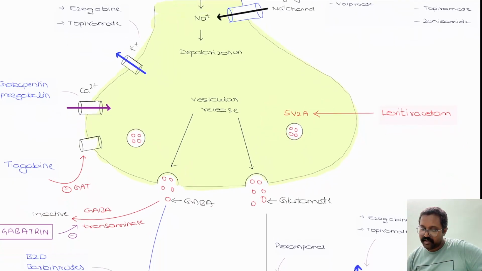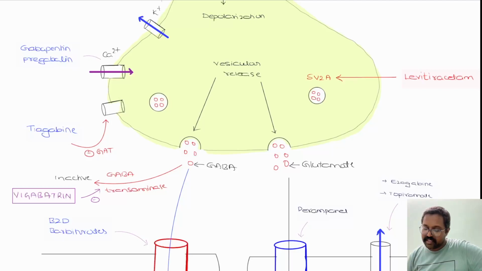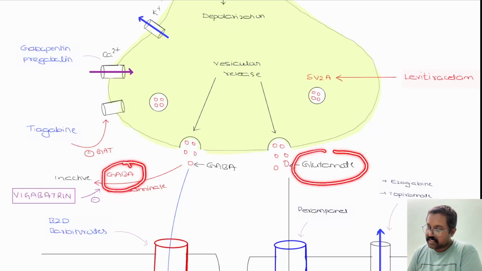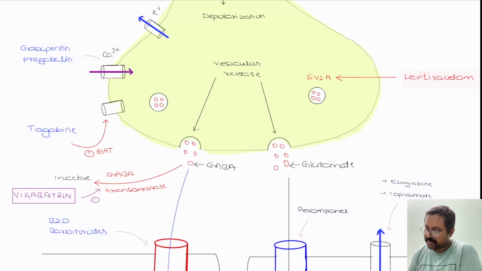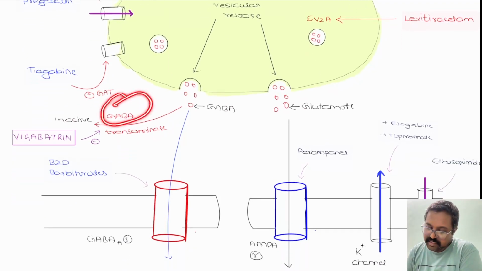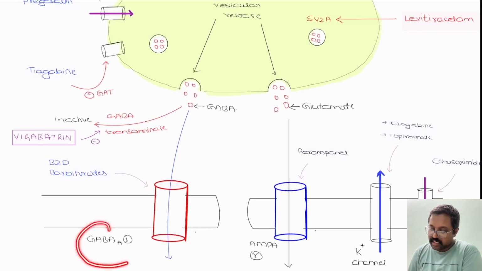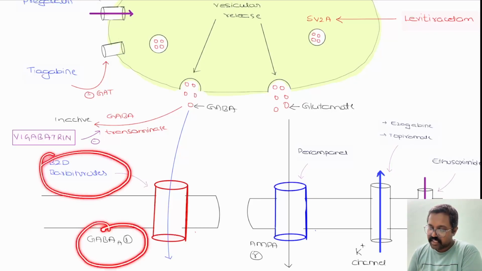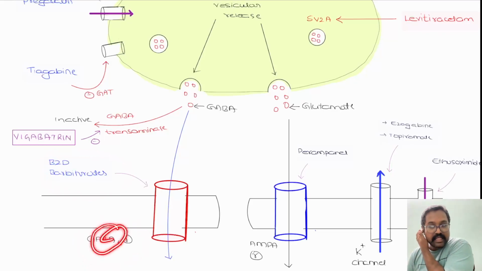vesicle 2A protein. When this is activated, there will be release of neurotransmitters. On one side the neurotransmitter released is GABA, the inhibitory one, and on the other side is glutamate, the excitatory one. This GABA will be inactivated with the help of GABA transaminase. To inhibit this activity and increase the GABA levels, we give vigabatrin, which is an inhibitor of GABA transaminase activity. And this GABA which is staying will act on the postsynaptic membrane on the GABA A receptors. So benzodiazepines and barbiturates are going to facilitate the GABA activity.